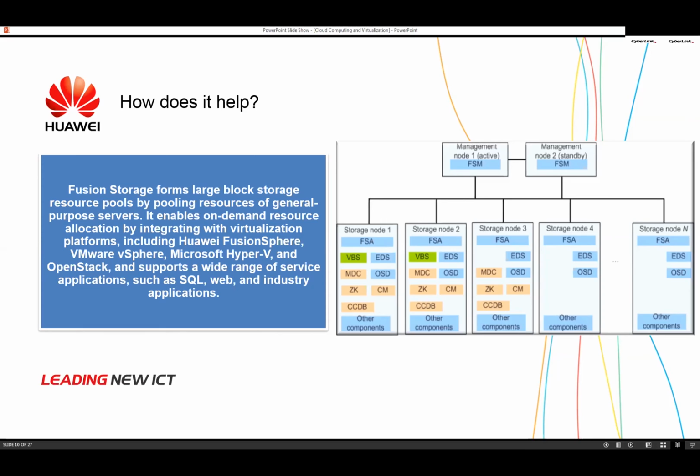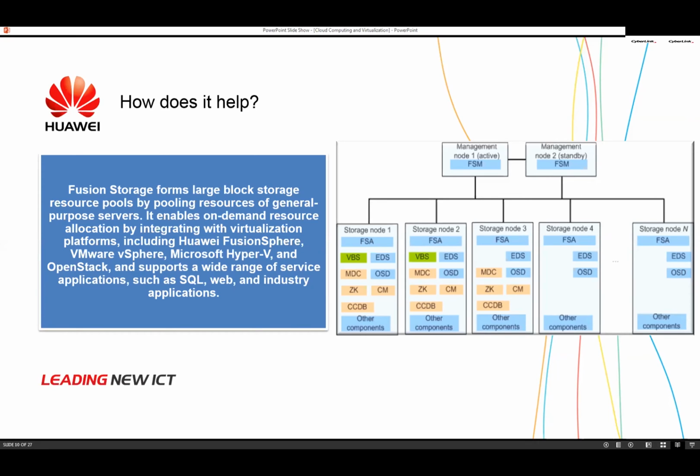What does FSA stand for? Well, it stands for Fusion Storage Agent. The management agent process of Fusion Storage is deployed on storage nodes and compute nodes, and it implements communication between the nodes and the Fusion Storage Manager, the one that we previously talked about, the FSM. FSA automatically starts during storage or compute node installation.